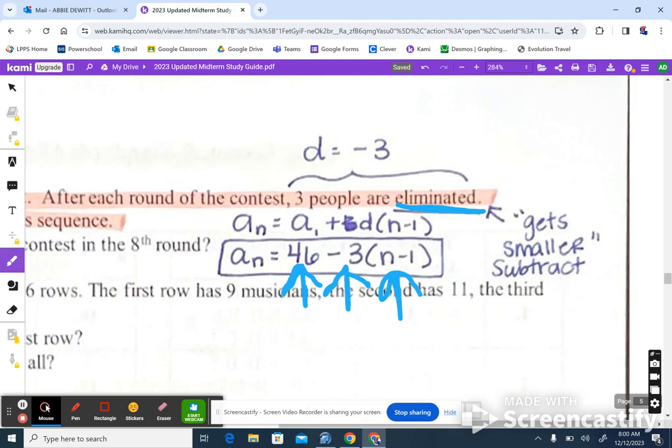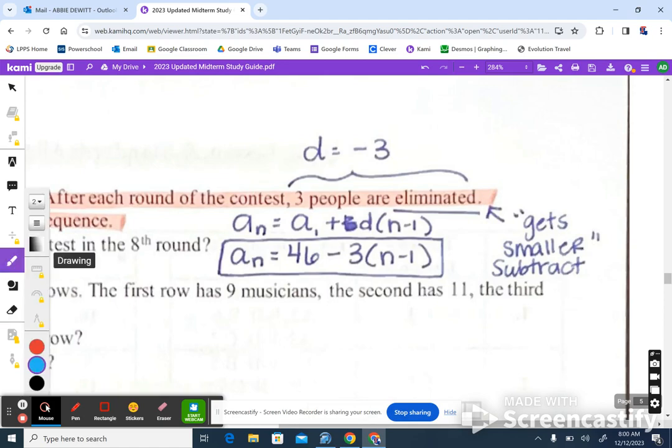So your exam question is going to be similar to that. It's going to give you the number of whatever you're starting with. That's going to be your first term. And then it's going to tell you if you're getting smaller or getting bigger. That's going to determine if you're adding or subtracting. And then it'll tell you what you're getting smaller or bigger by.